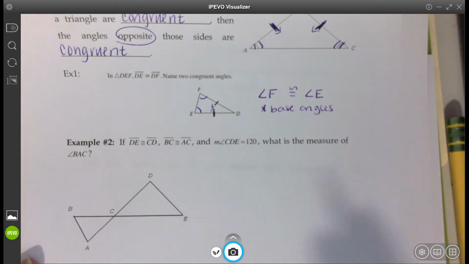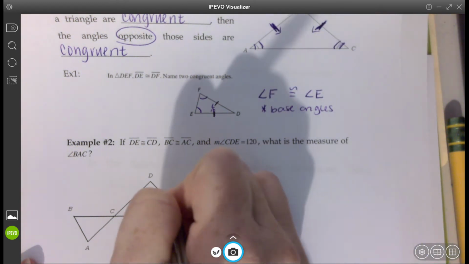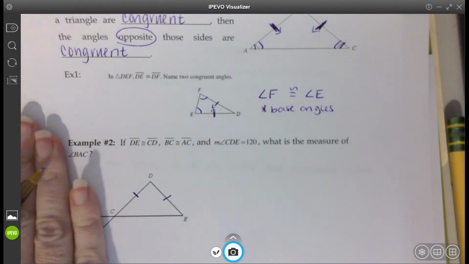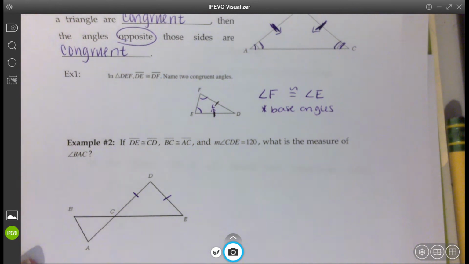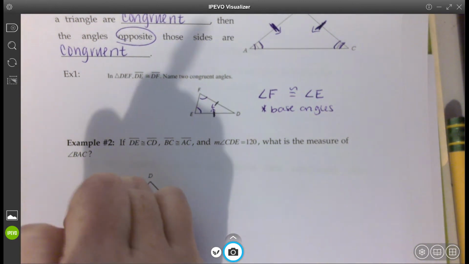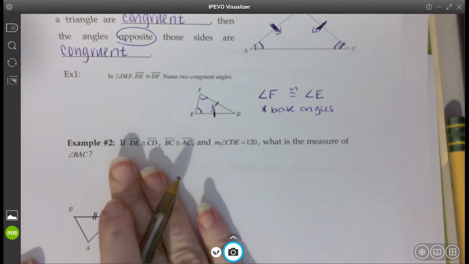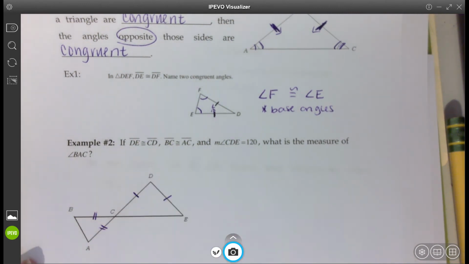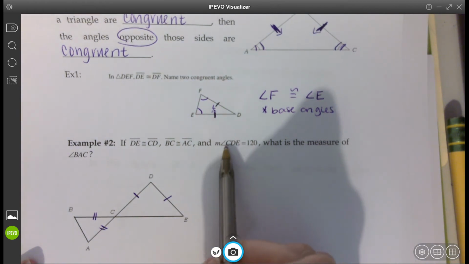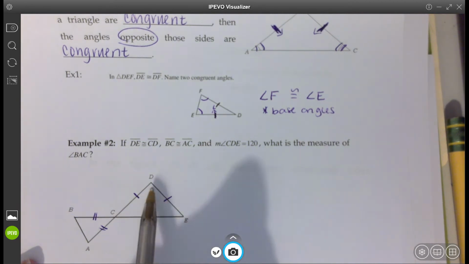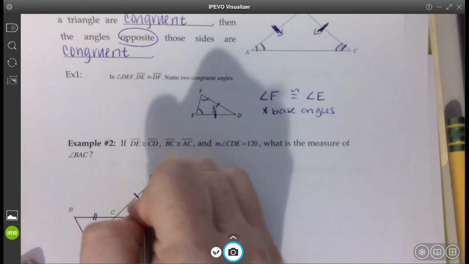So DE is congruent. So DE is going to get one tick mark, and CD is going to get one tick mark. So I hope you can see right now, I already know I have an isosceles triangle in that top triangle. That is telling me BC is congruent to AC. All right, now we also have that tiny triangle at the bottom that's going to be isosceles. It also tells me that measure of CDE is 120. Where to put that? Now we're going to follow it out through our letters. So CDE, that means D is 120 degrees.